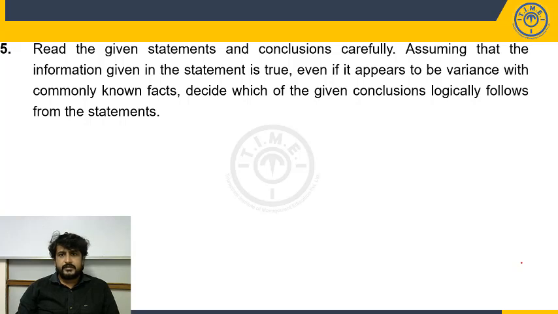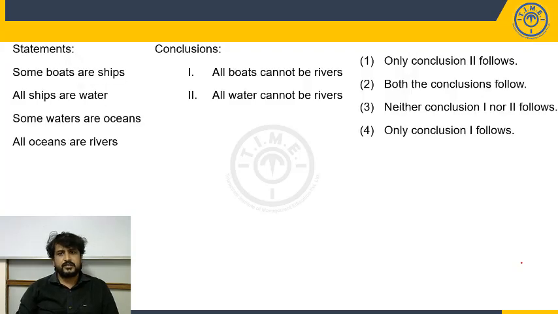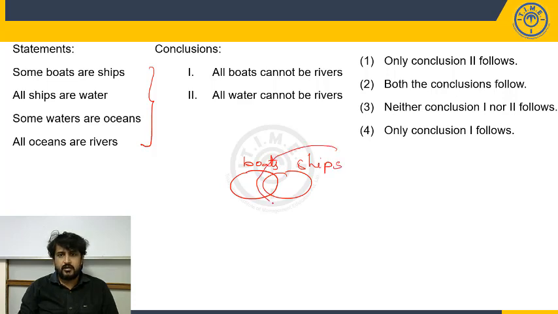Read the given statements and conclusions carefully, assuming that the information in the statement is true, even if it appears to be at variance with commonly known facts. Decide which of the given conclusions logically follows from the statements. Syllogism questions. Let's draw the basic diagram for the given statements. Some boats are ships. And the second one is all ships are water. So all these ships should be inside the water.